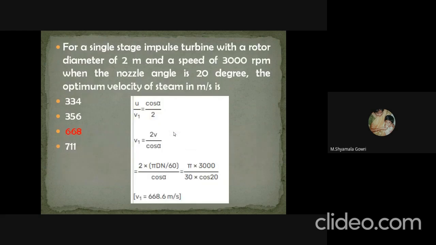Next, for a single stage impulse turbine with a rotor diameter of 2 meter and speed of 3000 rpm, when nozzle angle is 20 degree, we can calculate the optimum velocity with this formula: U by V1 equal to cos alpha by 2. Here V1 is equal to 2 into U divided by cos alpha. By substituting the values, we will get 668.6. Rounding, we can use 668.